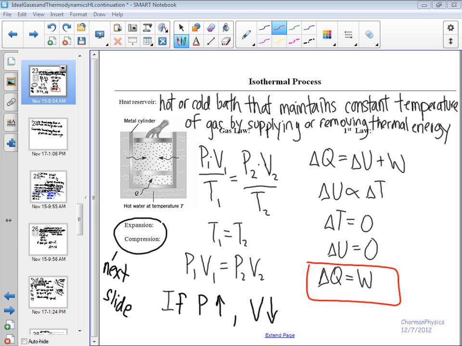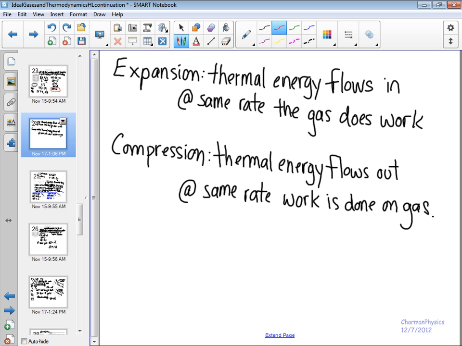All right, so let's take a look at what this stuff means. So for the expansion, okay, since we are going to be increasing our volume, the gas must be doing work on the piston. So we see that thermal energy must be flowing in at the same rate that the gas will be doing the work. And then for compression, again, we need thermal energy to flow out at the exact same rate that the work is done on the gas, so that energy is leaving the system in that way.